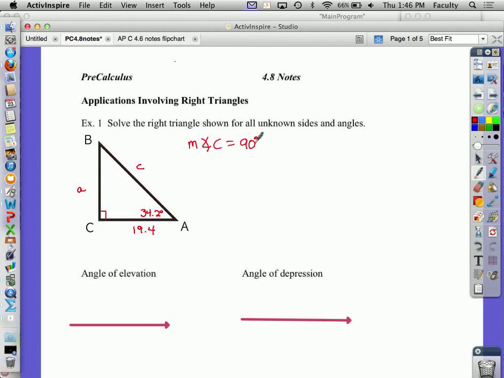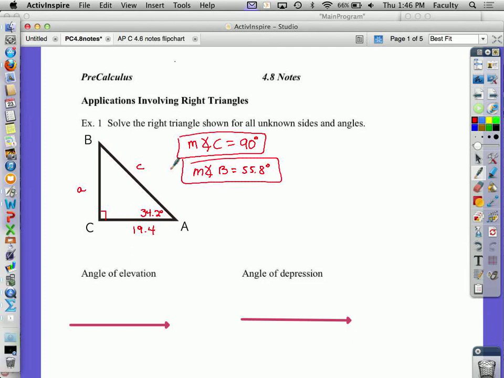Then to find angle B, you can either add 90 plus 34.2 and subtract from 180. Or the faster way would be if you know you have a 90-degree angle, take 90 minus 34.2. So the measure of angle B is 55.8 degrees. Please circle or box the things that you're finding.